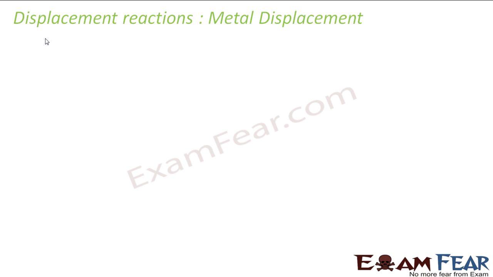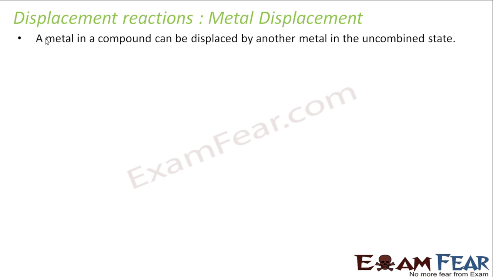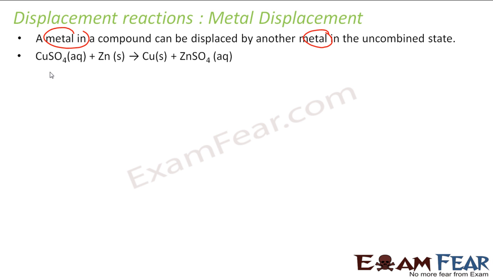Let's discuss the metal displacement. In metal displacement, a metal is displaced by another metal. We will take some examples. For example, CuSO4 plus zinc: if you make them react, zinc will kick this copper out and it will become zinc sulfate and copper. But the reverse will not happen. If you react zinc sulfate plus copper, no reaction will happen.